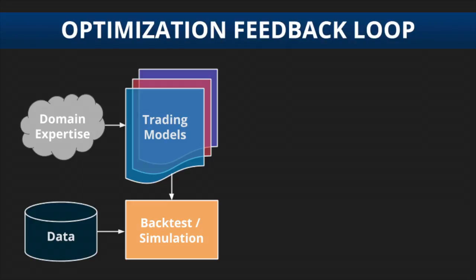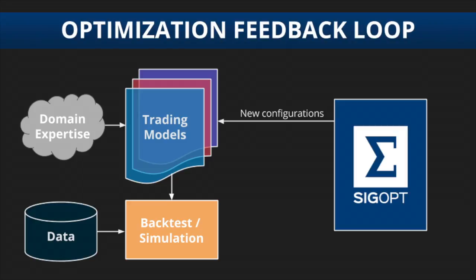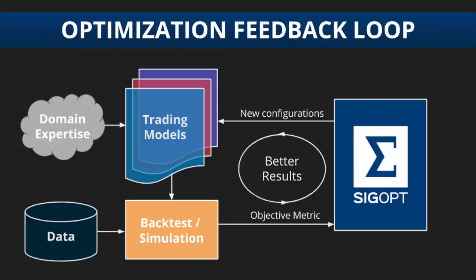SigOpt uses a proven, peer-reviewed ensemble of Bayesian and global optimization algorithms to efficiently tune these models. First, SigOpt suggests parameter configurations to evaluate, which are then evaluated on some backtest or simulation where an objective metric like a Sharpe ratio is calculated. This process is repeated, either in parallel or serially. SigOpt's ensemble of optimization methods leverages the historical performance of previous configurations to optimally suggest new parameter configurations to evaluate.